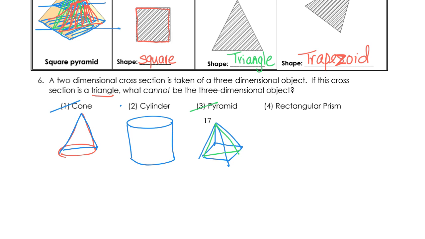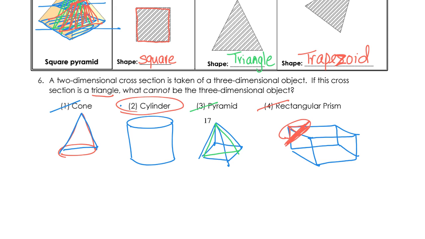And our last one, a rectangular prism. This one's a little bit hard to see. But if I draw a rectangular prism real quick and I slice just the corner of it off, I don't know if you guys can see that. That would make a triangle there. When I pull this part of that prism off, that would be a triangle. That was a little bit tough to see, but yeah, a triangle is not possible from a cylinder.